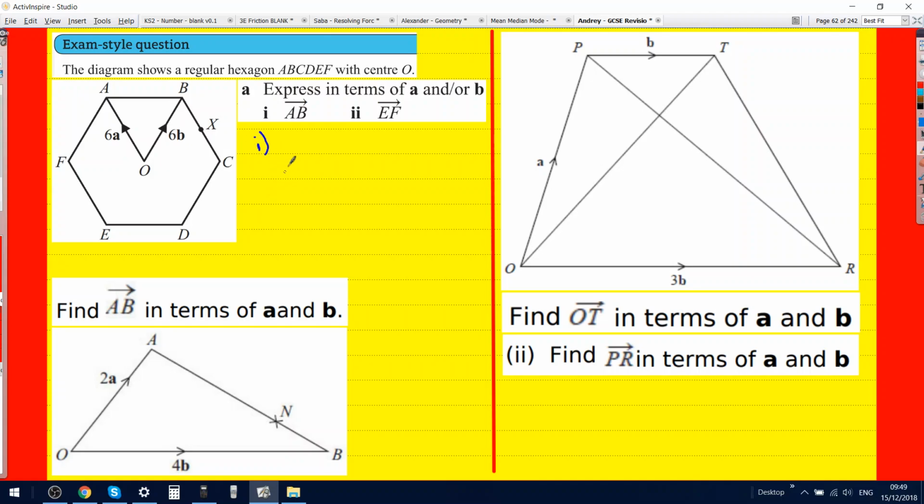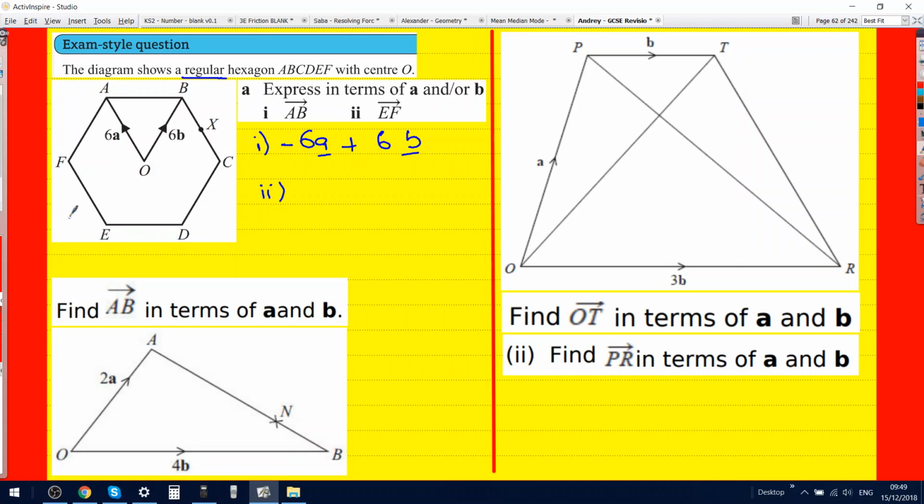So minus 6A plus 6B. And next one. EF. Yeah. It's minus 6A plus 6B. No, that would be like ED would be the same as AB, because it's the same size and same direction. So that would be minus 6A plus 6B.